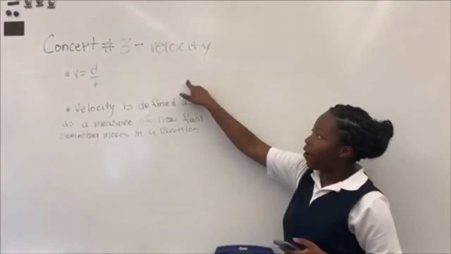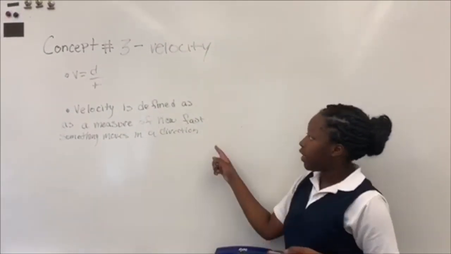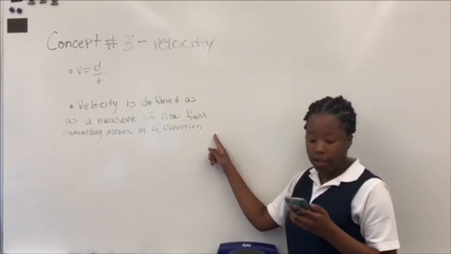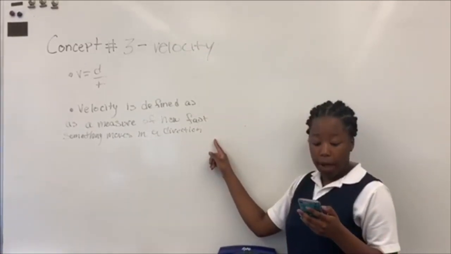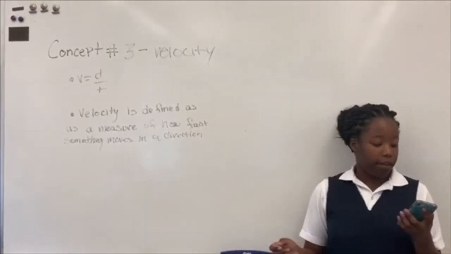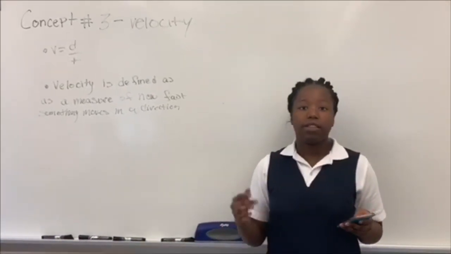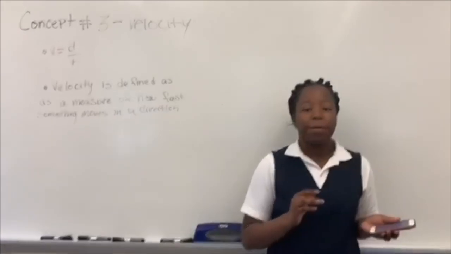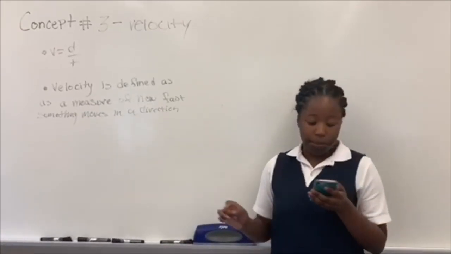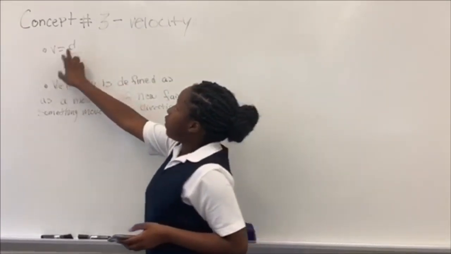Our third concept for our water blaster is velocity. Velocity is defined as a measure of how fast something moves in a direction. The velocity of the water coming from the blaster is determined by the amount of time the water takes to travel a certain distance. So if the water is coming from the blaster slowly, it will have a slower velocity, but if the water is coming from the blaster quickly, it will have a faster velocity. To find velocity, you need the distance over the time.